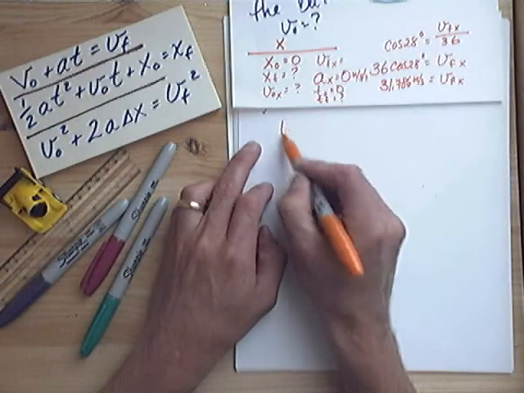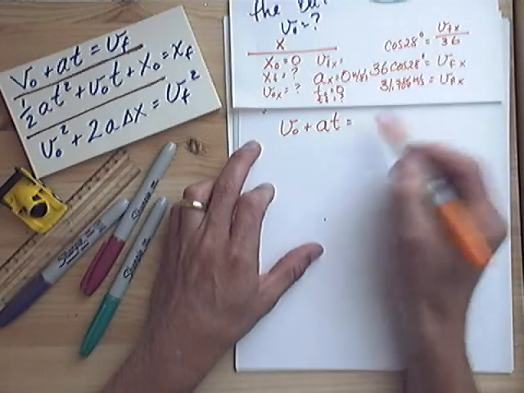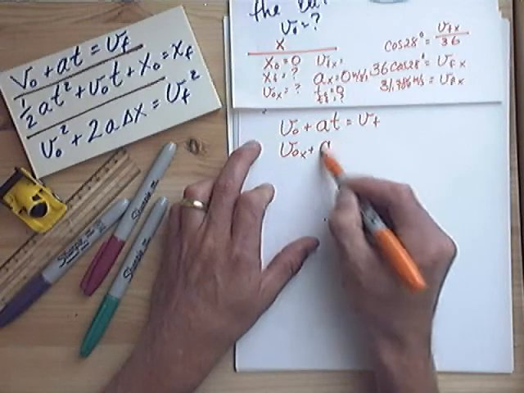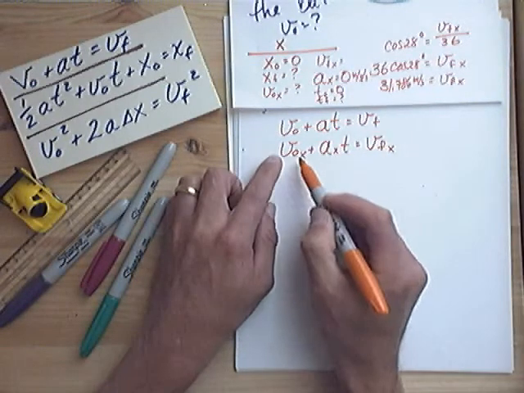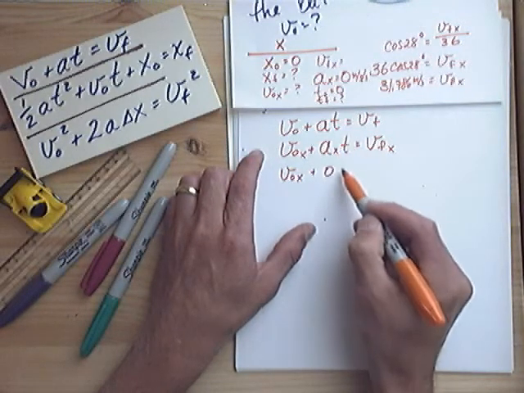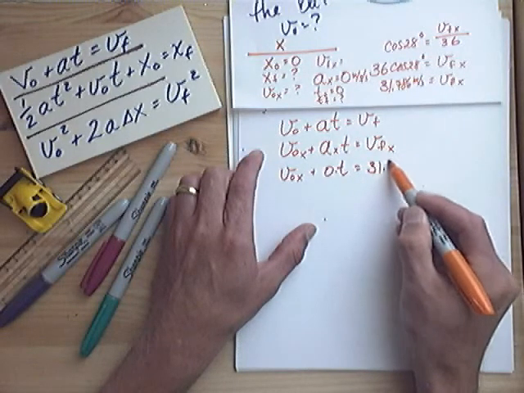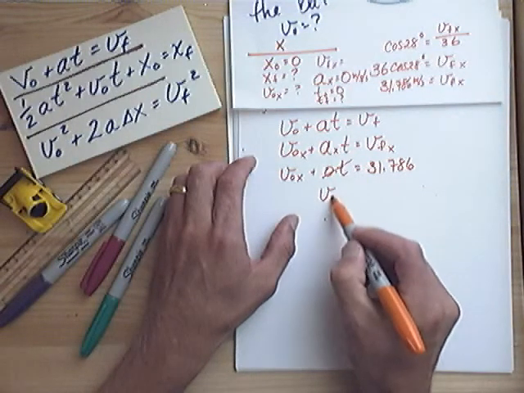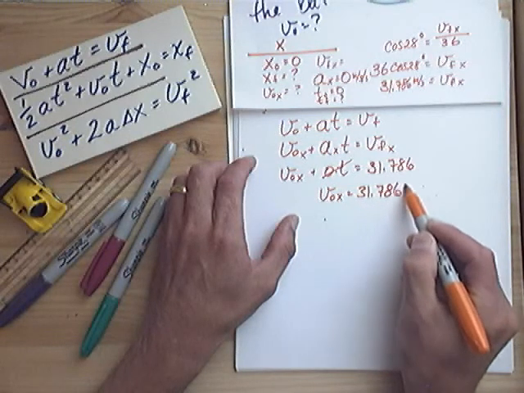So, initial velocity plus the acceleration times the time equals the final velocity. We are in the x direction. V final in the x direction. My initial velocity is what I'm looking for. My acceleration in the x direction is 0. I don't know what the time is. My final in the x direction is 31.786. Oh, look. That goes away. My initial velocity in the x direction is 31.786 meters per second.